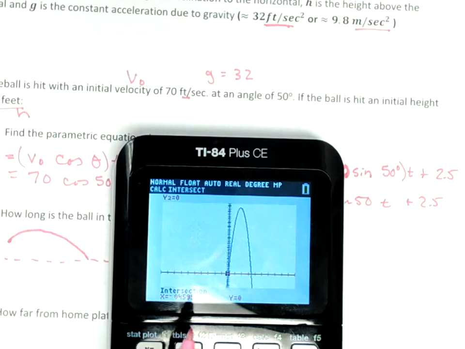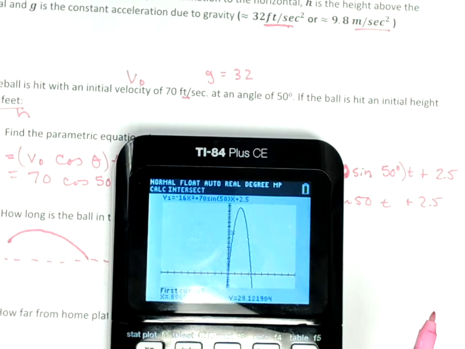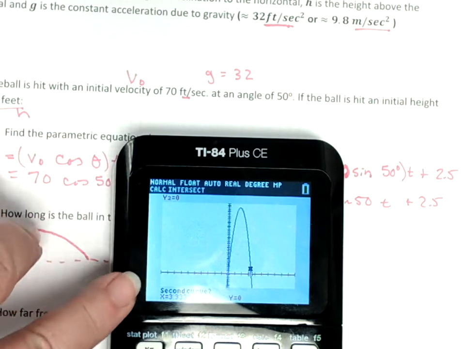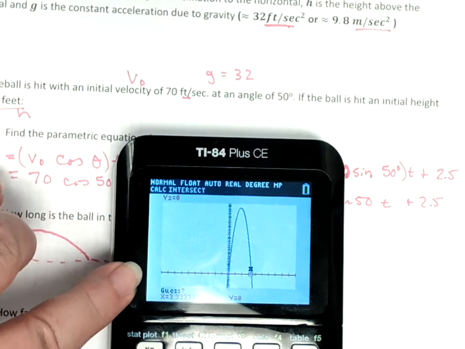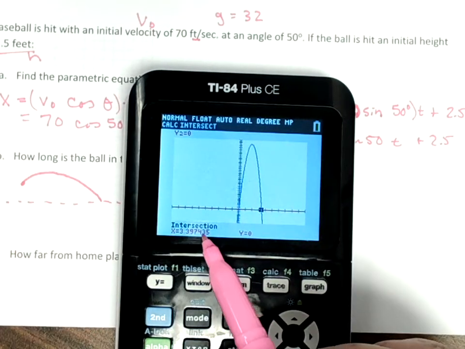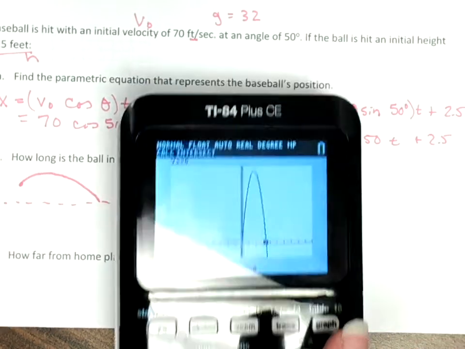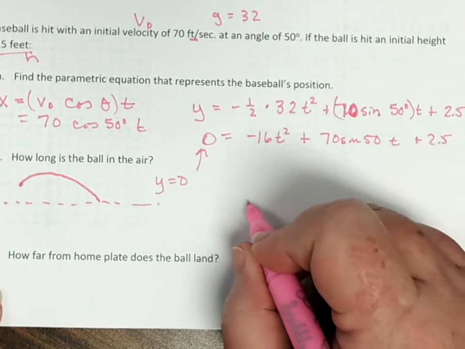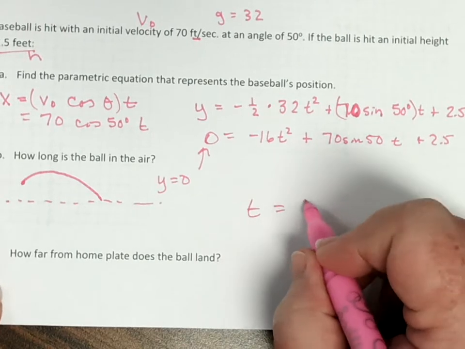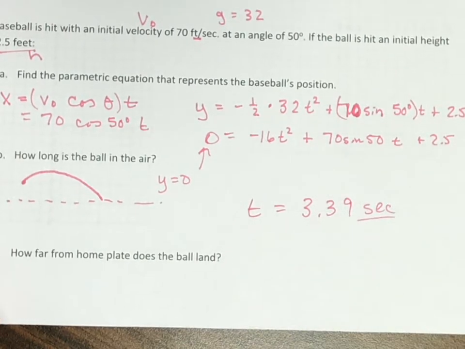So what do I need to do? Second, calculate the intersection. And I'm going to move this over closer to the other intersection. Okay? And it says first equation, yes. Second equation, yes. Do you want me to guess? No, still don't. Equals, push enter. And it happens at 3.39 seconds. This ball is going to remain in the air. The time value is 3.39 seconds. That's how long it's going to remain in the air.